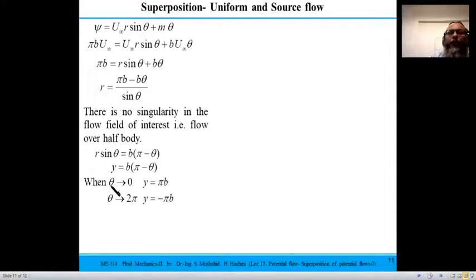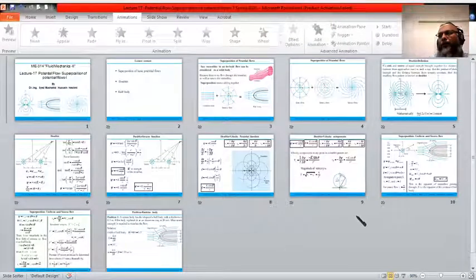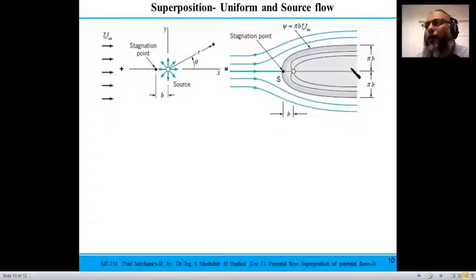So as you know, when you put theta equals 0, y equals pi b, and if you put theta equals 2 pi, then pi minus 2 pi would give y equals minus pi b. So the width of the half body would be between plus pi b and minus pi b. That is what we can see in this diagram too, because it is shown here as well. So you see plus pi b and minus pi b is actually the width. Add them together, it would be 2 pi b, which is the width of the half body.